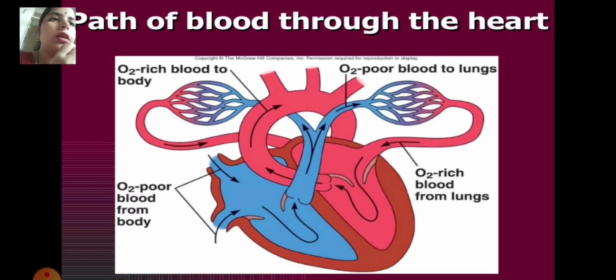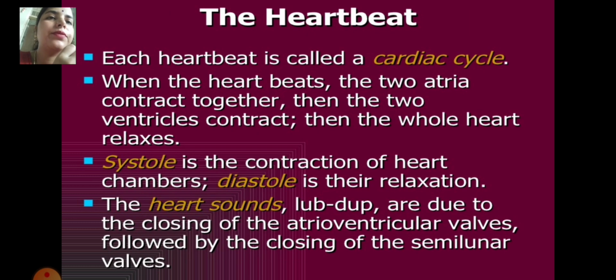Path of blood through the heart. There is O2 rich blood to the body and O2 poor blood to the lungs. O2 rich blood comes from the lungs, and O2 poor blood comes from the body.